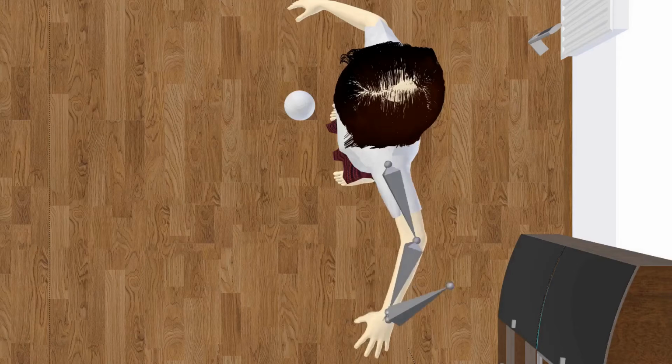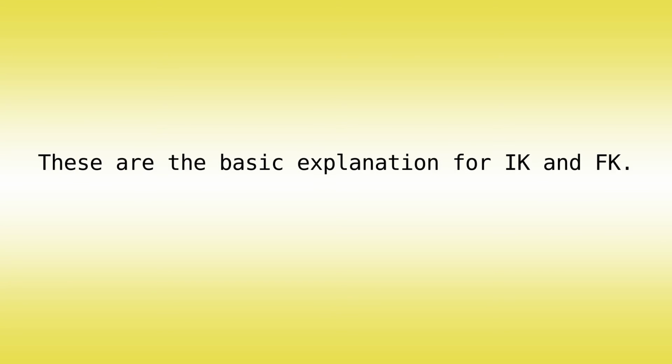As you can see, to swing an arm naturally, it's better to use FK. You need to switch between IK and FK depending on the situation. That's all for the basic explanation of IK and FK.